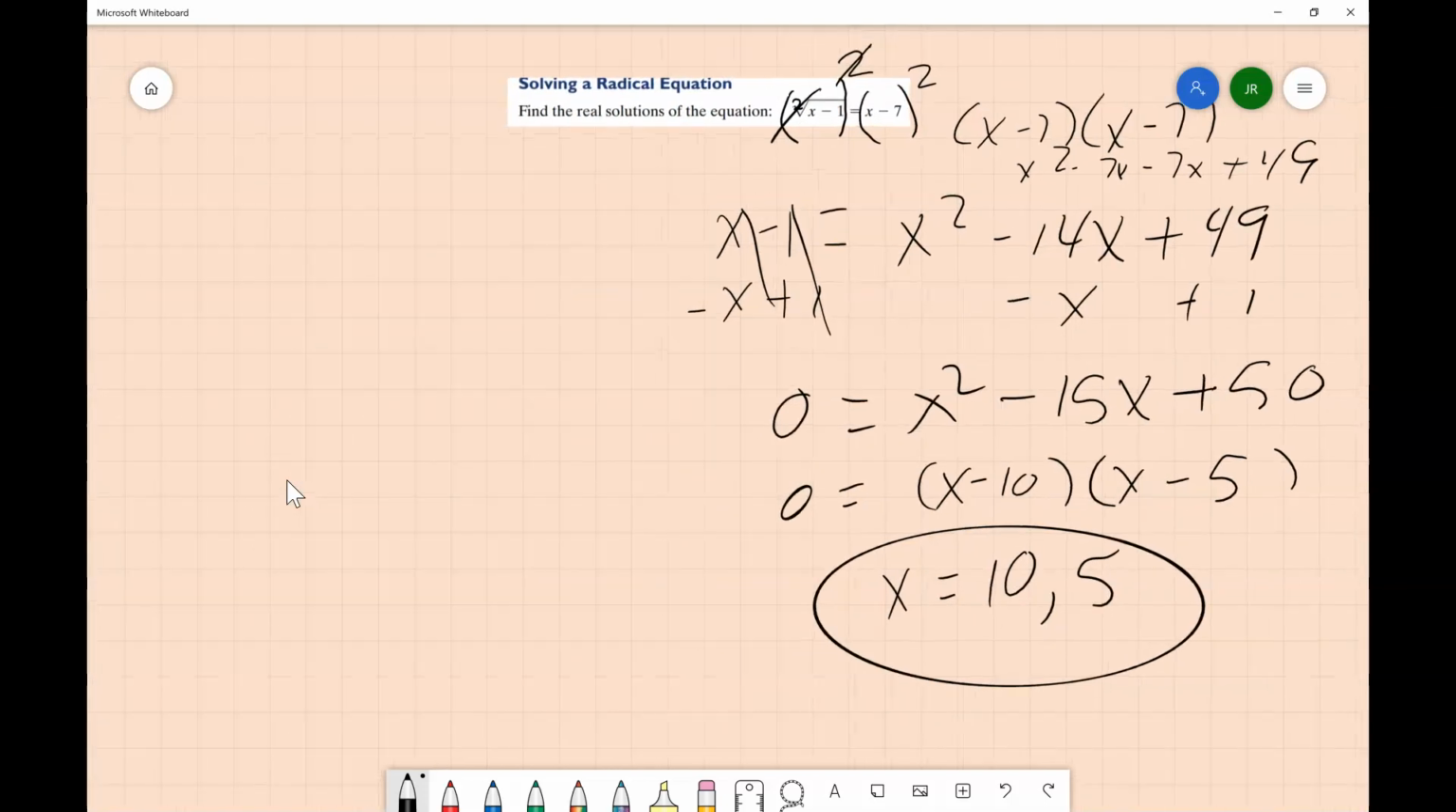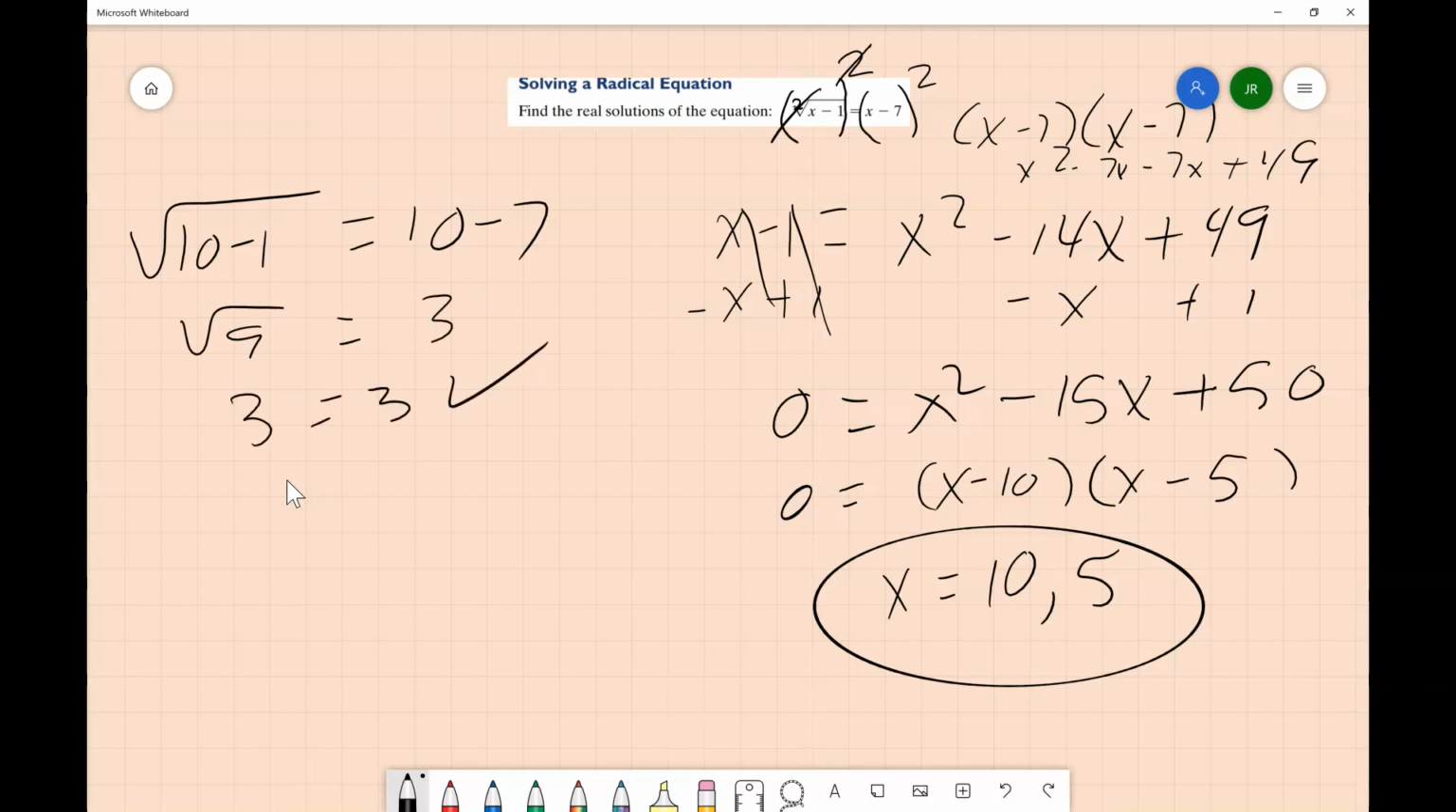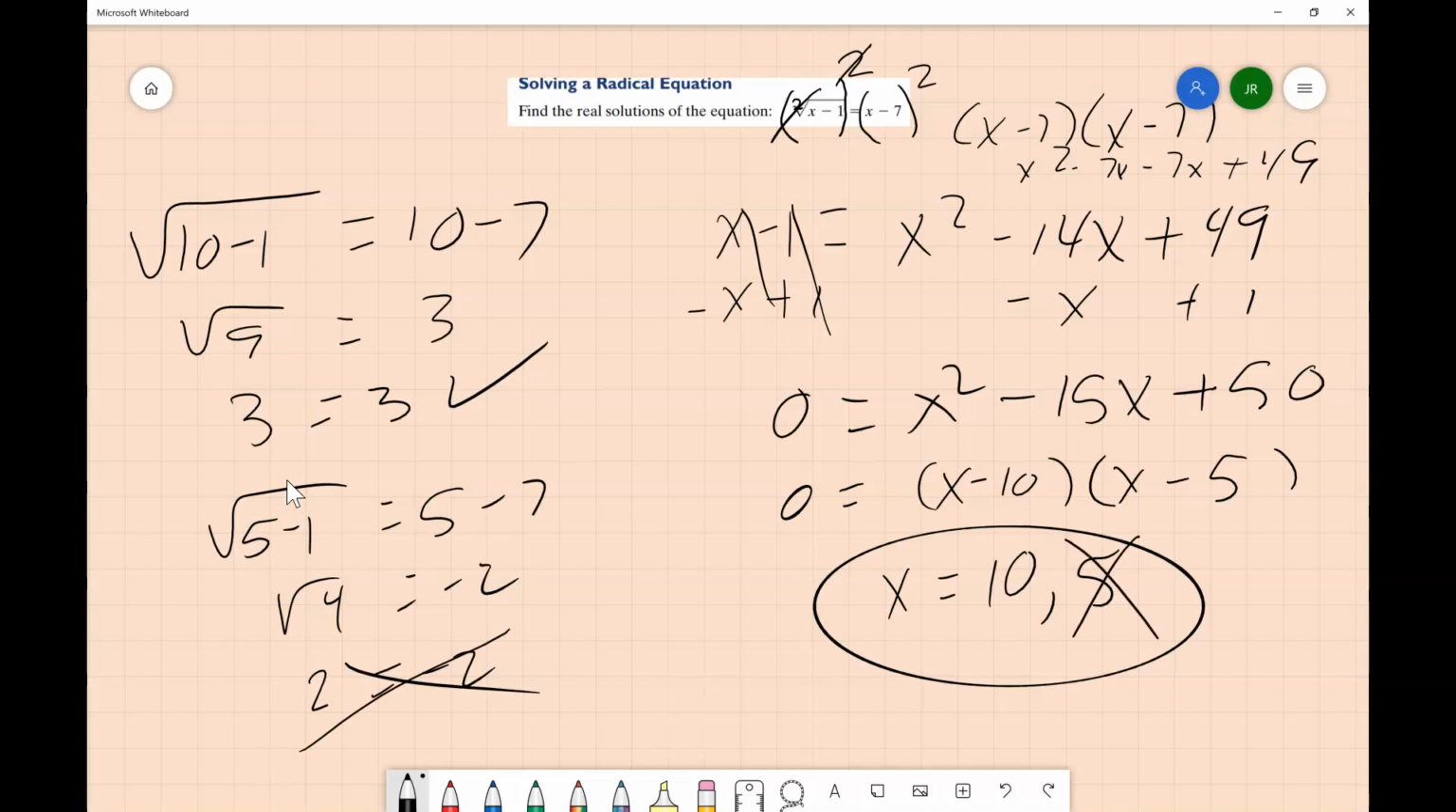So let's see here. The square root of 10 minus 1 equals 10 minus 7. That's the square root of 9 equals 3. And so that is true. The 10 works. Let's try the 5. All right, the square root of 5 minus 1 equals 5 minus 7. The square root of 4 equals negative 2. That actually doesn't work because the principal square root of 4 that we want here is 2. 2 equals negative 2 does not work. So the 5 is not a true solution. That's called an extraneous solution. So the 10 is the only true solution there.